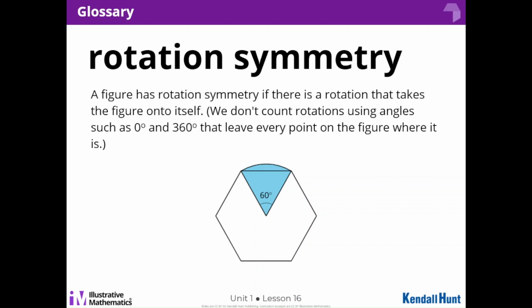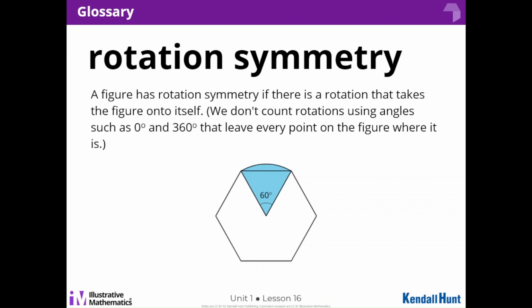There's 360 degrees in a circle. A hexagon has 6 sides. So 360 degrees divided by 6 means that if we rotate 60 degrees, this top right point would rotate to the top left point, so it's not in the same place, but we would still end up with a hexagon that looks exactly the same.